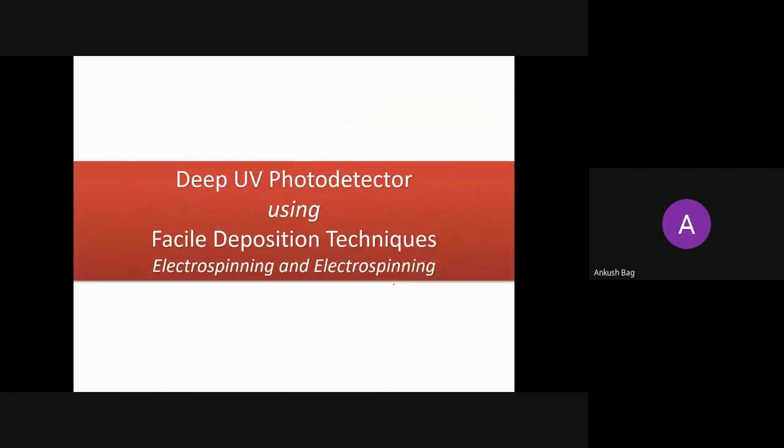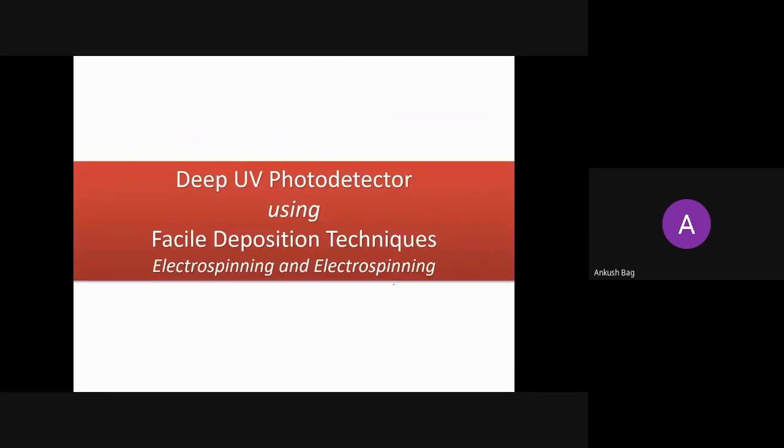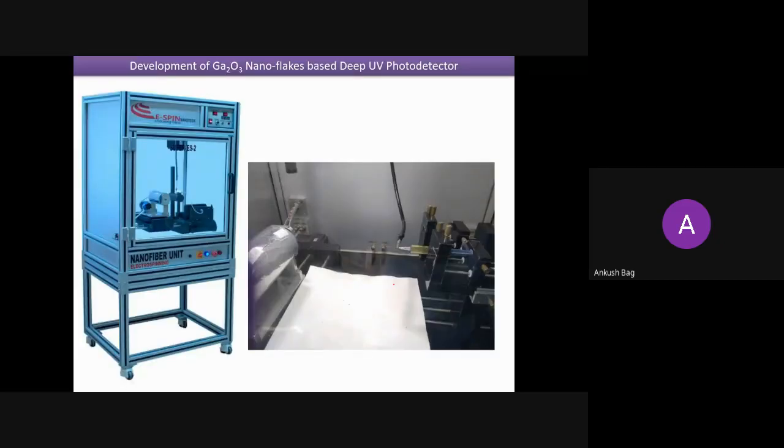Following that, these are all the efforts we have made using CVD. The gallium oxide material we have developed was made using CVD, or chemical vapor deposition. We have used another technique to develop these materials, which is again a little bit of a facile deposition technique, and the name of this technique is electrospinning or electrospraying. So what is electrospinning and electrospraying?